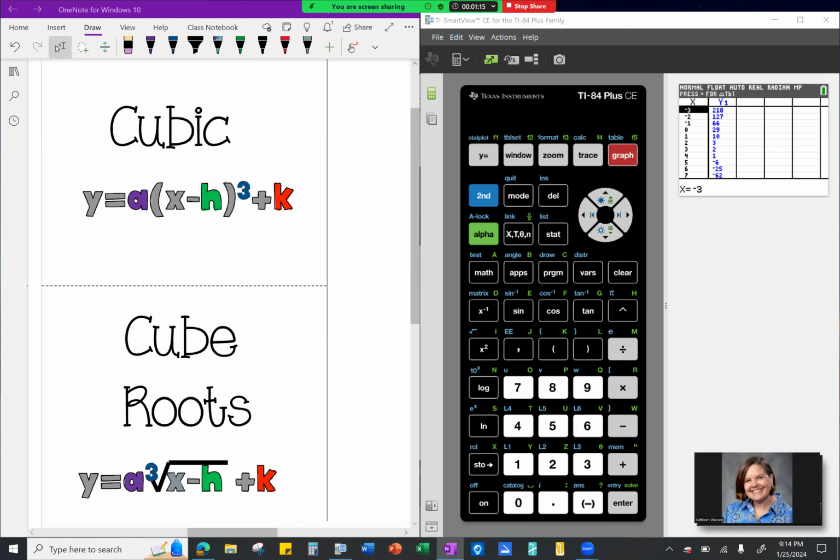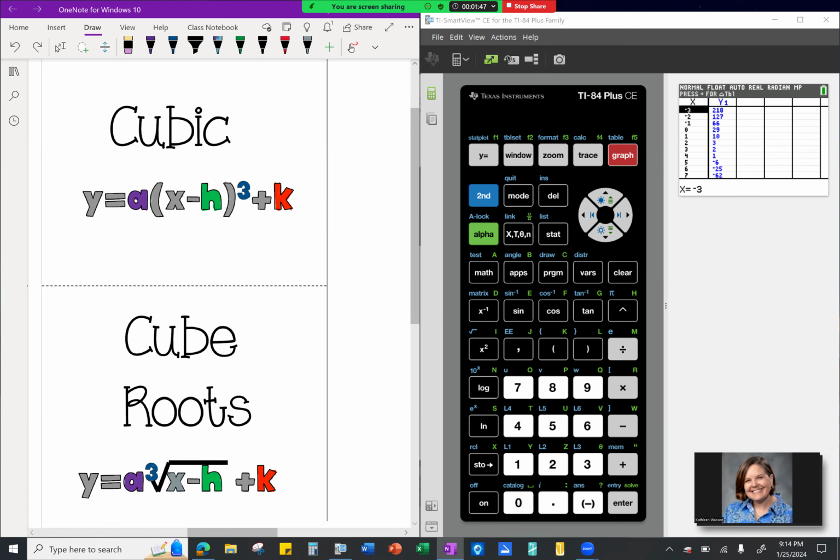This explanation is about cubic and cube root transformations. Your transformation formulas are here. They are very similar to the equations we used for quadratic. The change is this 3 here instead of a 2. And the equations that we used for square root, the difference here is there's a 3 as the index.